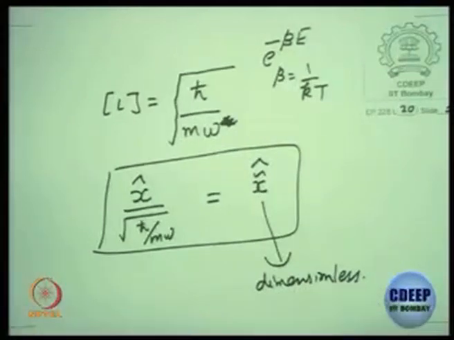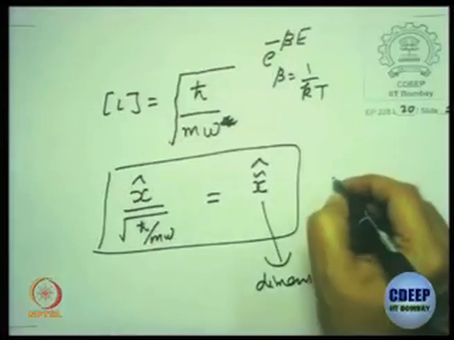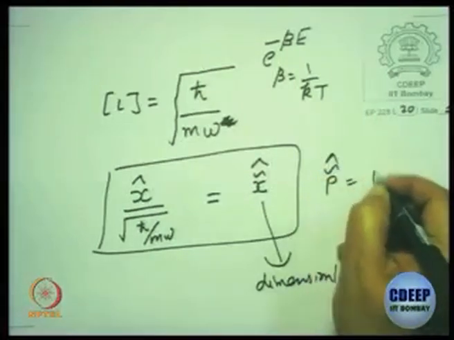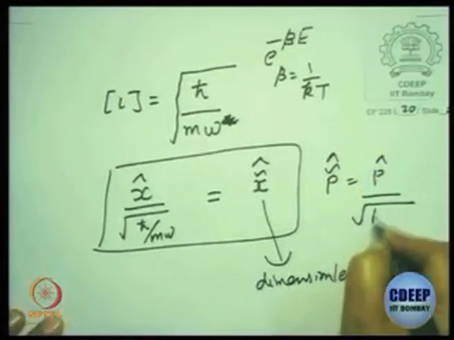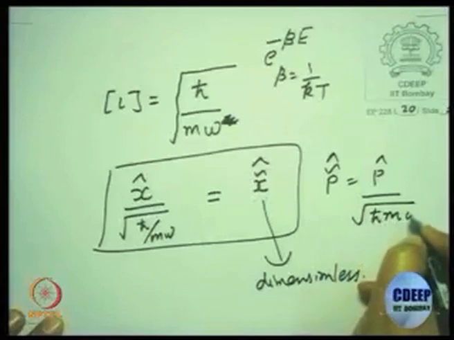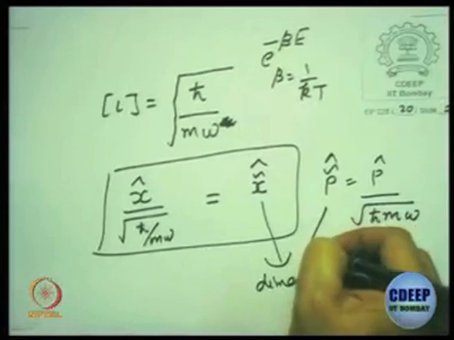Can we do a similar thing for momentum? Can you find a unit using h cross, m and omega which can give you momentum? p tilde hat will be p hat divided by root h bar m omega. So this is also dimensionless.